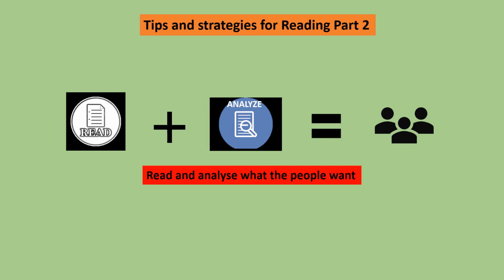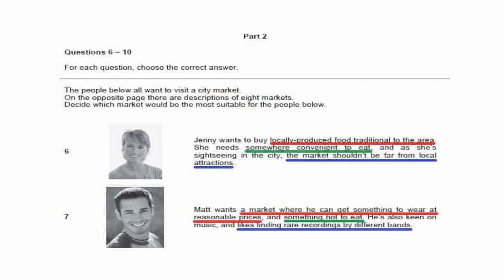In our example from before, this could look like this. You can see in different colors the 3 things that are important to Jenny and Matt when visiting a city market. It is key for you to find these 3 things for all 5 people in order to be able to complete this task. Otherwise, you will have to guess the correct answers, and we definitely don't want that to happen.